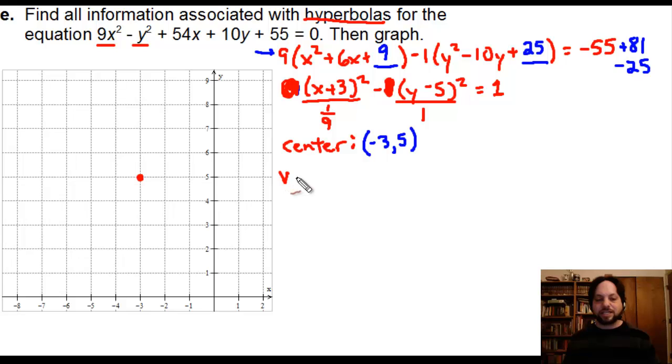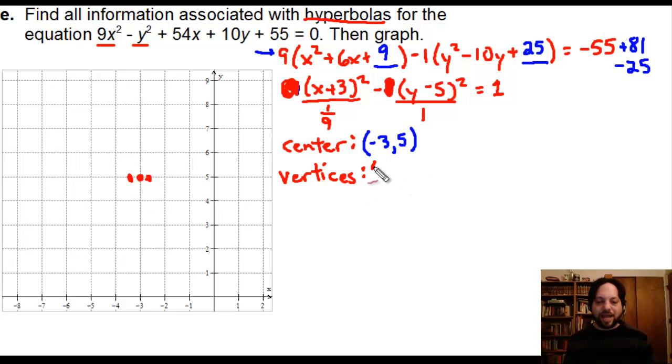All right, next thing I should do is work on the vertices. The vertices for this, because the x term came first, I know this is going to be a sideways hyperbola. What's underneath the x is 1/9, and the square root of that is, of course, 1/3. So I'm going to go 1/3 to the left and 1/3 to the right. That'll give me my vertices, and you can see that it's starting to get really crunched up there in the middle, but, you know, it is what it is.